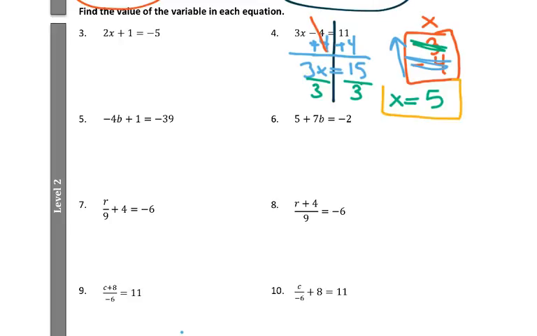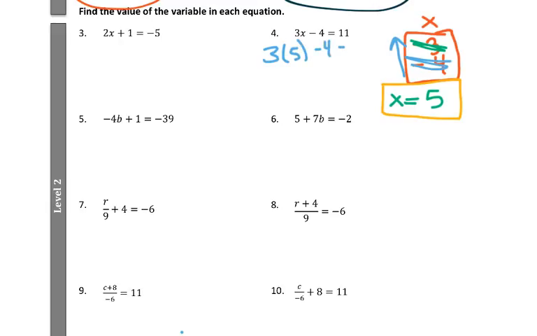So in theory, my answer should be 5, but it's a really good idea to double check, to make sure you haven't made a mistake somewhere. So I'm going to take out that x and put a 5 in its place. And let's see, 3 times 5 is 15. And 15 minus 4 is 11. We got the same number on both sides, so we know we are doing the right thing. x equals 5 is our answer.